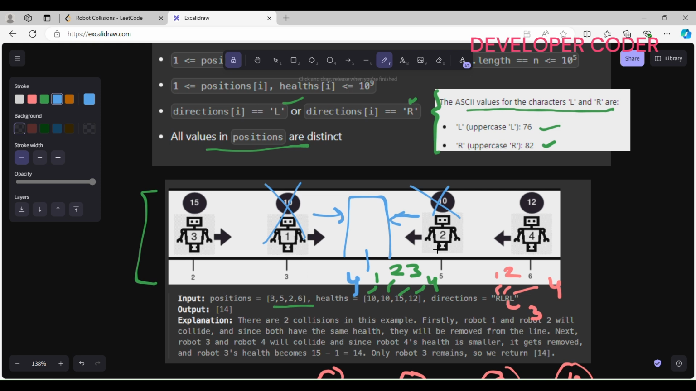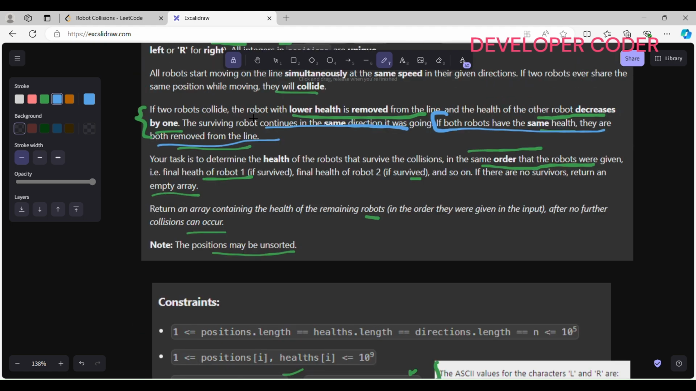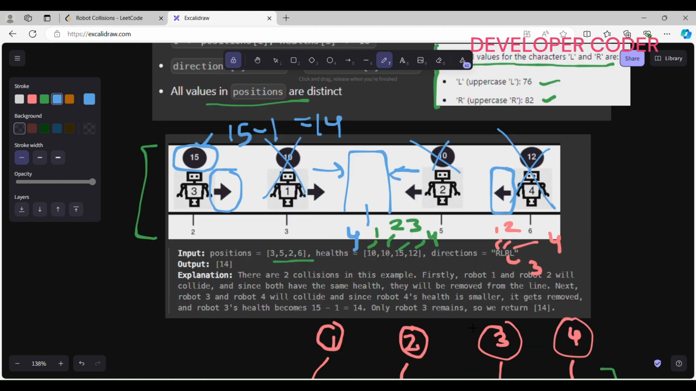Okay, now after that, definitely these two robots are going to collide, because this is moving to the right direction and this is going to move toward the left direction, right? So they will collide. So which robot has higher energy? This has higher energy, this has less energy. So I am going to remove this, and this has higher energy, no? So 15 is the higher energy, right? So I am going to subtract 1. 15 minus 1 is equal to 14 after collision, right? So 14 is going to be my output. Okay. The robot with lower health is removed from the line, and the health of the other robot decreases by 1. Okay, that's it. So I hope that you guys are clear with the explanation.